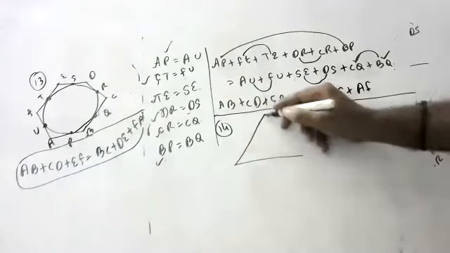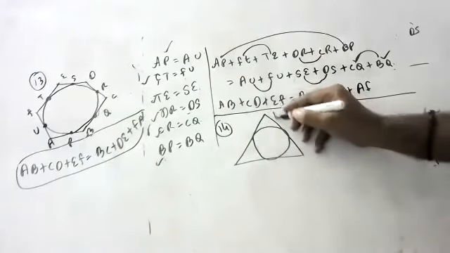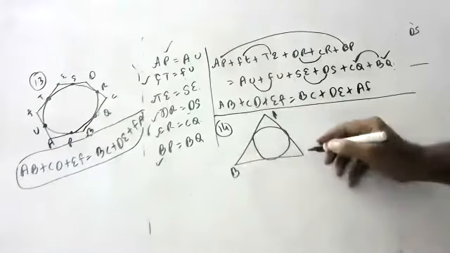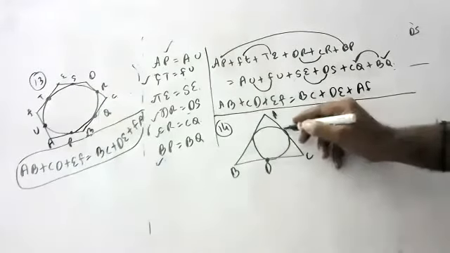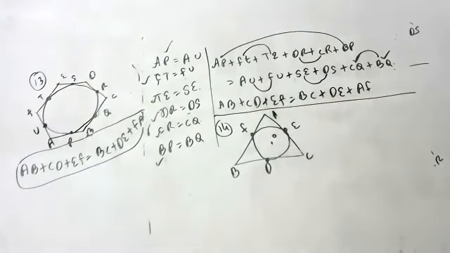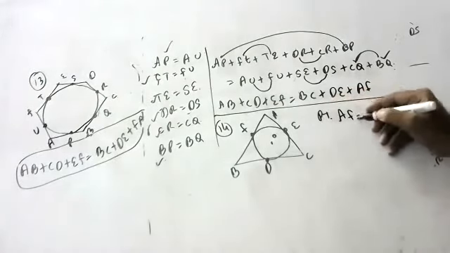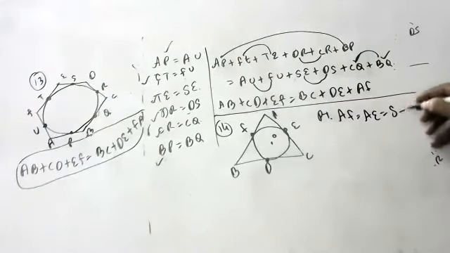Children, there is a triangle like this. Inside there is a circle touching A, B, C, D, E, F, and O is the center of the circle. What we have to prove, children, is that AF is equal to AE is equal to S minus A.